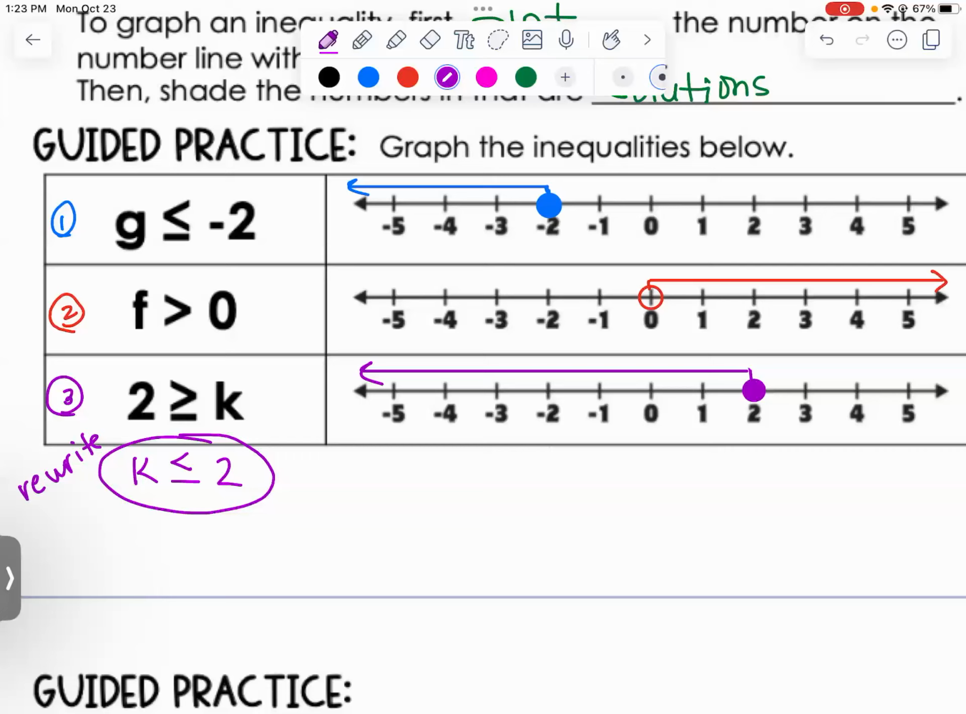Okay, so you see how this guy matches this guy? And this guy matches this guy. So as long as the variable is on the left, that can be a double check for you. But I do want you to think about what numbers are smaller, what numbers are greater based on your inequality. But that can be a double check for you.